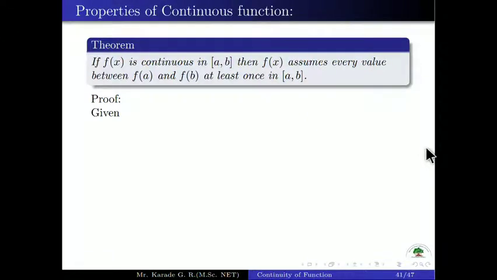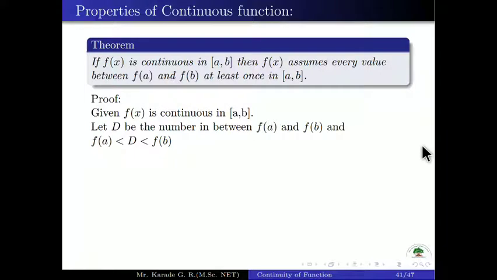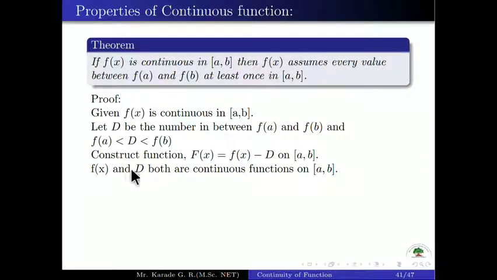Let us write the proof. Given that f of x is continuous in closed interval a comma b, let d be a number in between f of a and f of b, and d lies between f of a and f of b like this. Construct a function phi of x equal to f of x minus d in closed interval a comma b. f of x and the constant d both are continuous functions on closed interval a b. Therefore, phi of x is also a continuous function on closed interval a b.